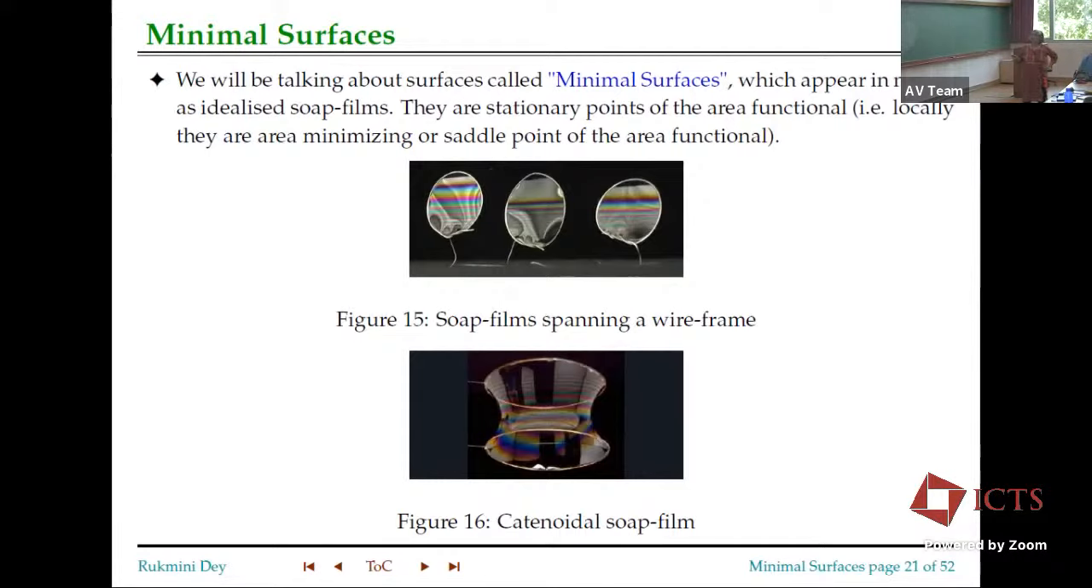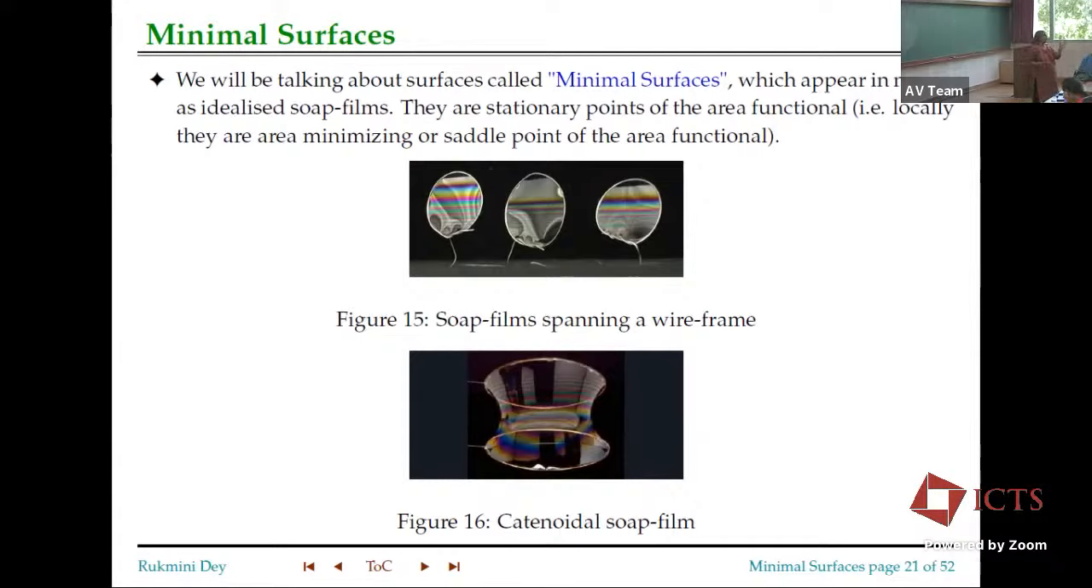And these are minimal because they are stationary points of an area functional. Okay, I'll just talk about that later. So these are soap films spanning a wireframe. This is a catenoidal soap film. So you take two rings and dip it in soap solution, you will get a catenoid. You may get various types of catenoids.